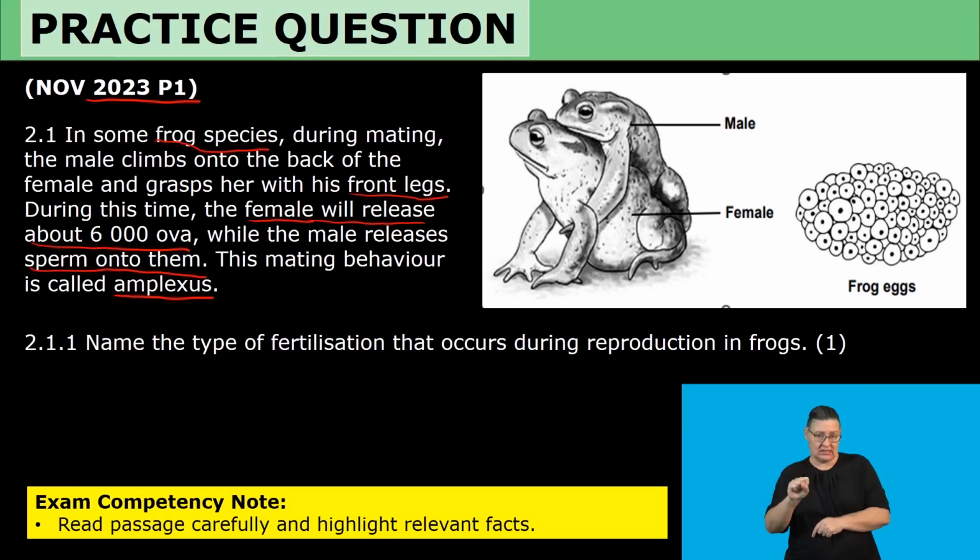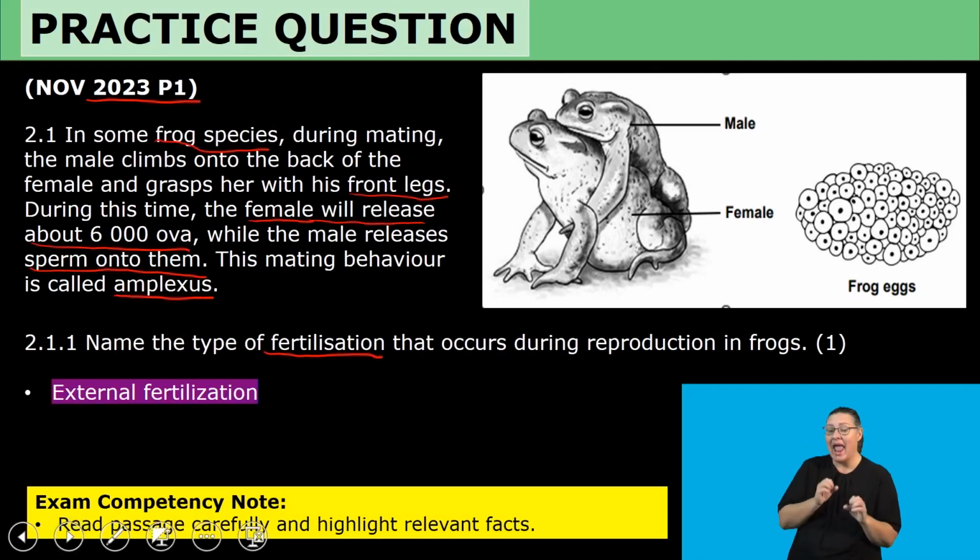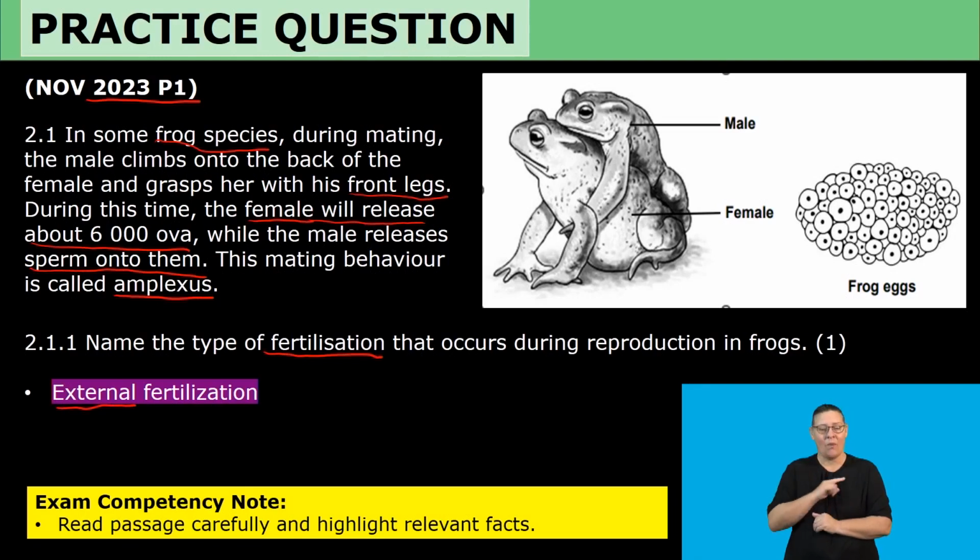The first question, 2.1.1. Name the type of fertilization that occurs during reproduction in frogs. You already have your prior knowledge, so you are going to use that because you know that eggs are laid outside. Therefore, the answer for this question is external fertilization, because eggs are laid. Even in this given scenario, the female is laying eggs to the outside, and the male is sprinkling the sperm cells for fertilization to take place outside the body.